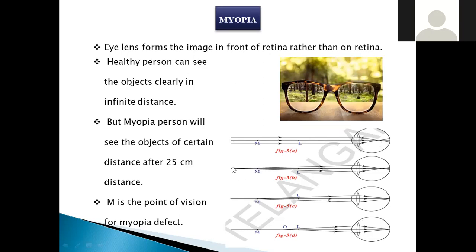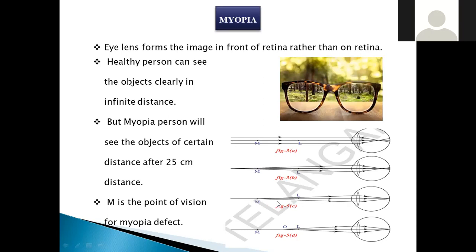In the second case, the object is placed somewhat near, but not at the exact point where visibility is there. From infinite distance to some closer distance we drag the object, but still it is not possible to visualize that image on the retina. In the third condition, the object is kept at the point called M.